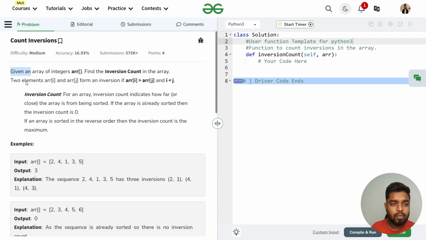the array. Now, two elements, ARR of I and ARR of j, form an inversion if the ith element is greater than the jth element and the ith element is on the left side of the array and the jth element is on the right side.